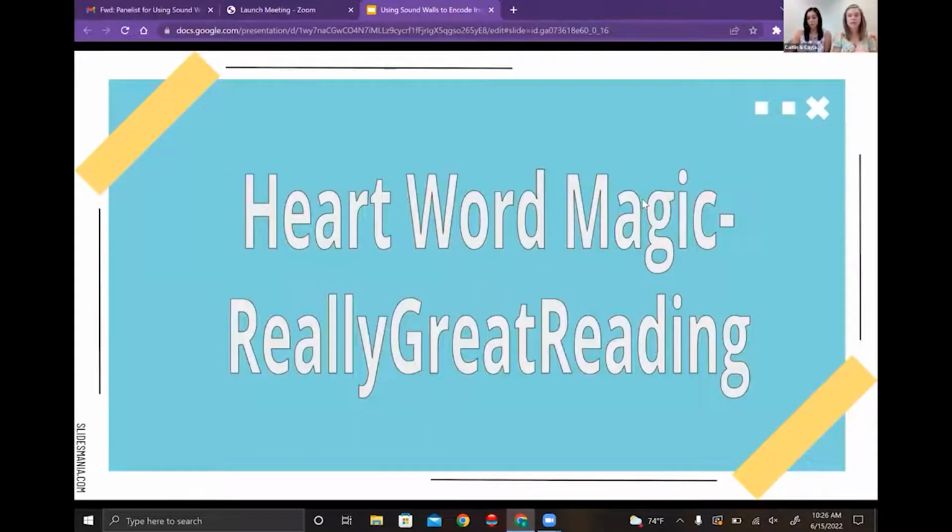So the next part of our presentation is going to be about heart word magic, and this can be found on Really Great Reading, one of the resources that we use regularly when we try to plan our heart parts for our words.